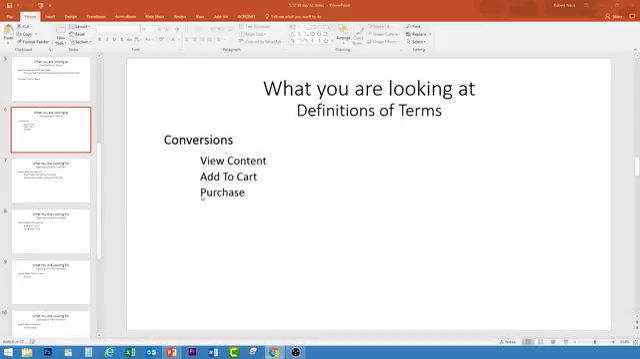And then there are purchase conversions, and ultimately that's what you want. You want people to purchase. You want people to buy from you, right? You want people to come to your store and not view content, or not only view content, and not only add to cart, but to purchase, to make that end purchase, right? You want the money, right? Otherwise, you wouldn't be having your store.